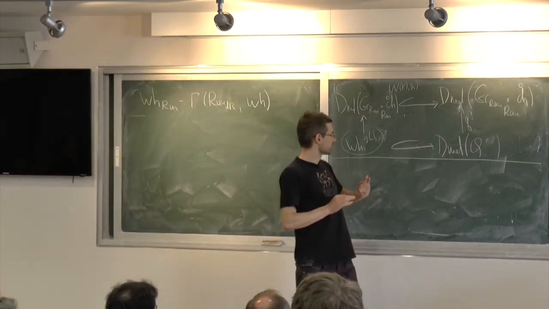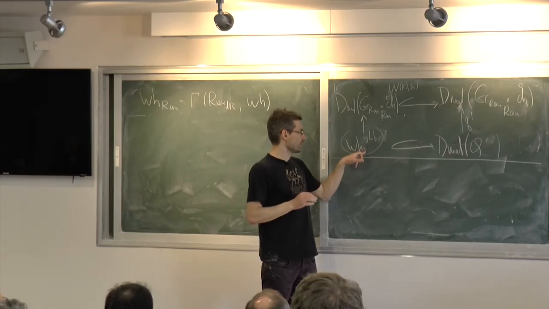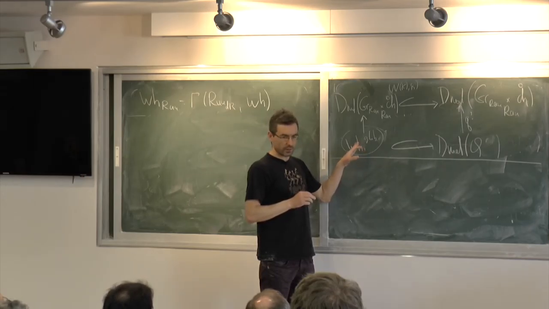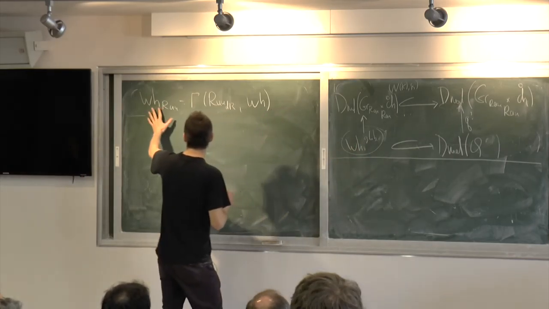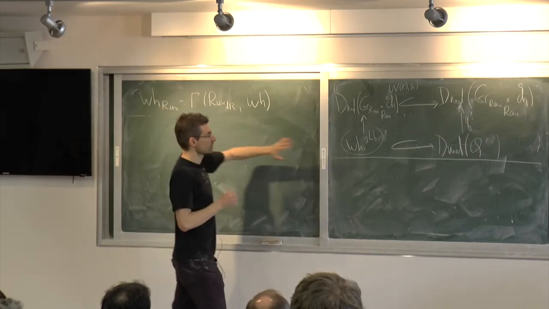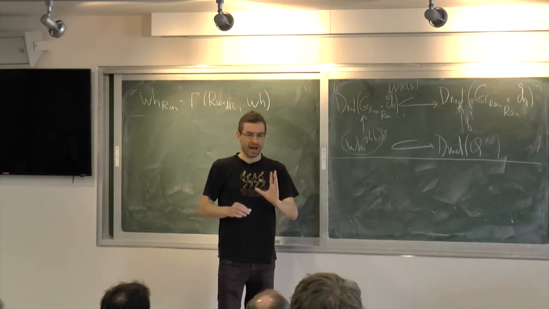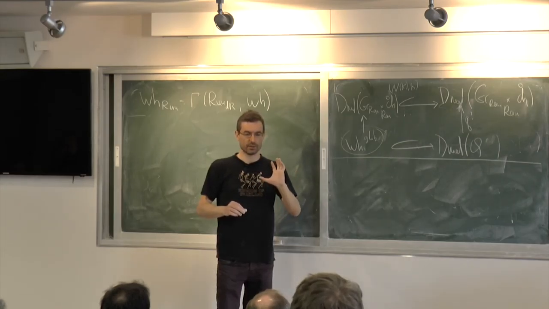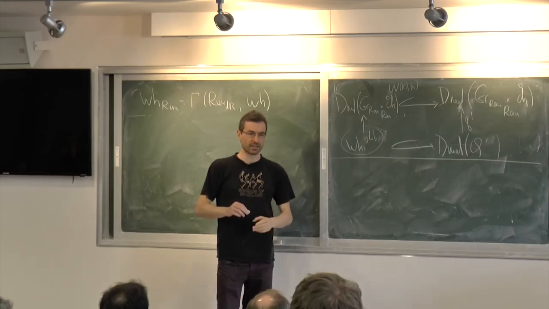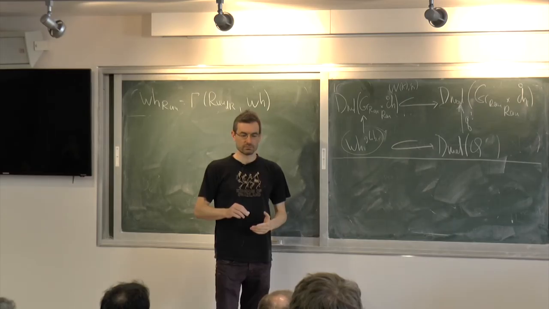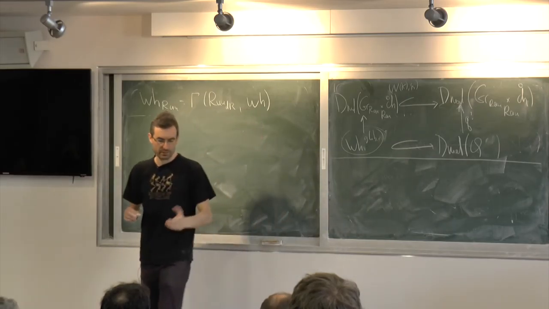I'm departing from W. Dario denoted WH what I denote WH glob. And so I will now compare WH glob with WH Ran. They will be almost equivalent up to something that's called unital structure, which I'll now explain. This unital structure is important anyway. You might wonder even why we didn't discuss it before. So here is what I mean by the unital structure.